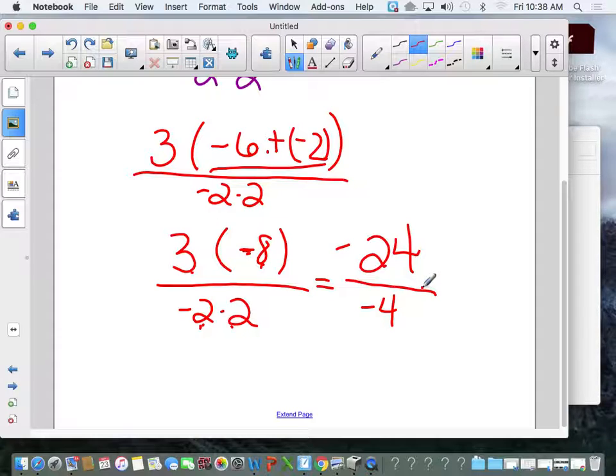Now here, in the end, I have negative 24 divided by negative 4. 24 divided by 4 is 6. A negative divided by a negative is a positive 6.